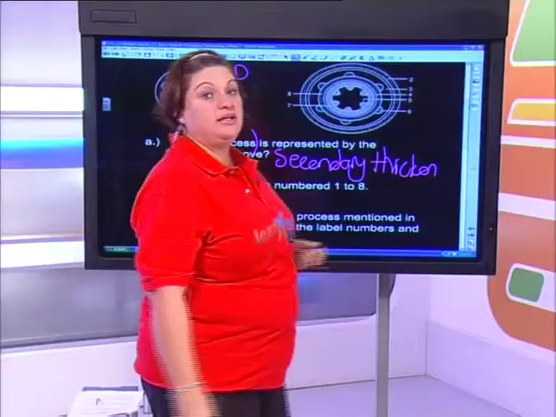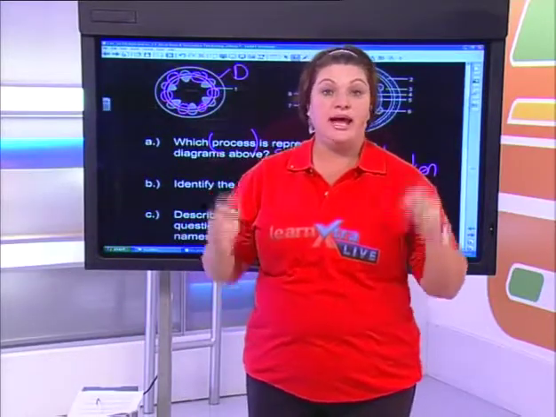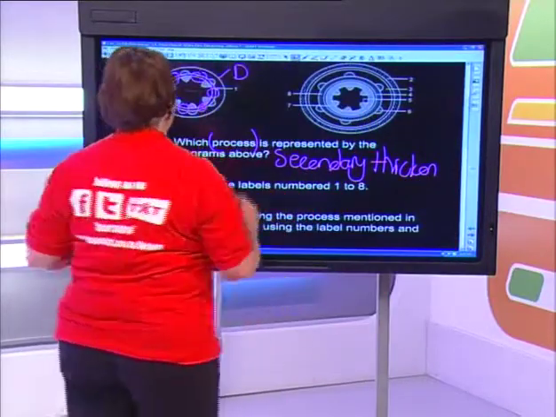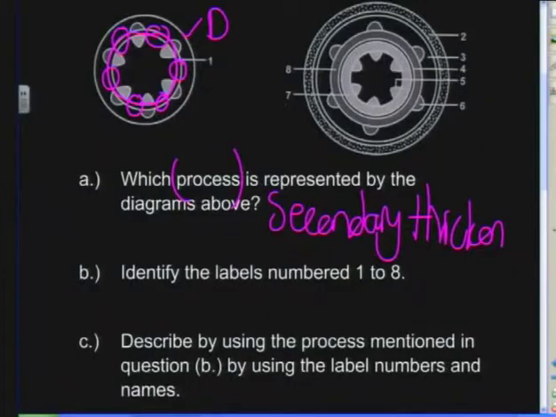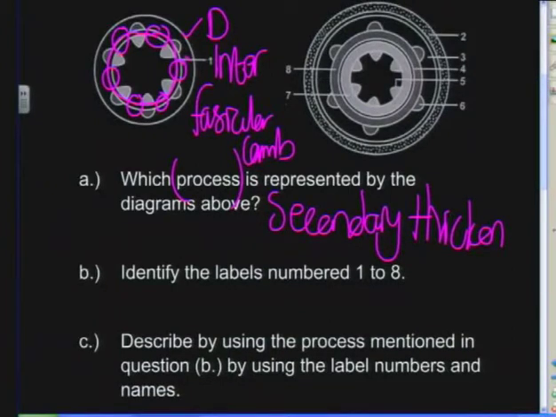Now, the next one, simple study. Label 1 through to 8. Which is number 1? It is my interfascicular cambium, because where's it pointing to? Let me just quickly rub out that little area so that you can see. What have we got over there? It's not the vascular bundle, it's the interfascicular cambium.